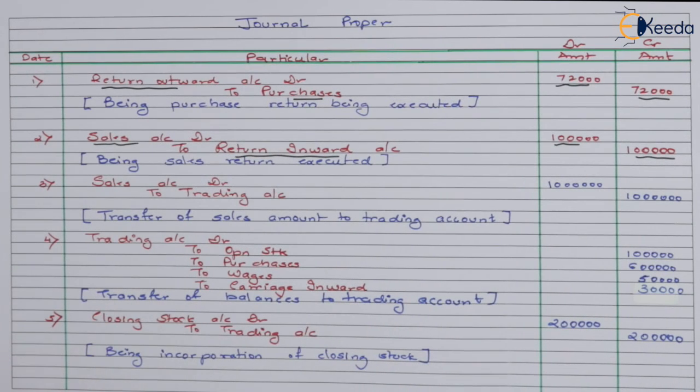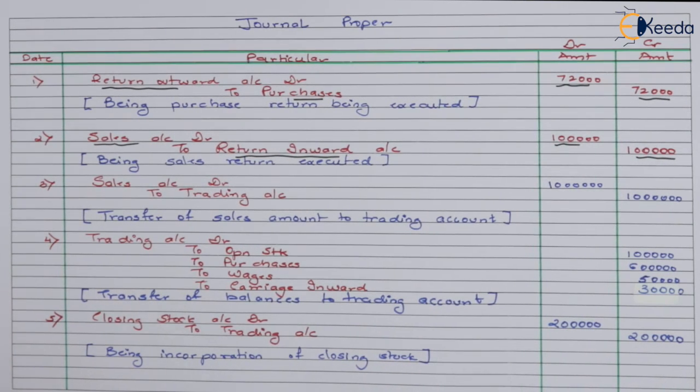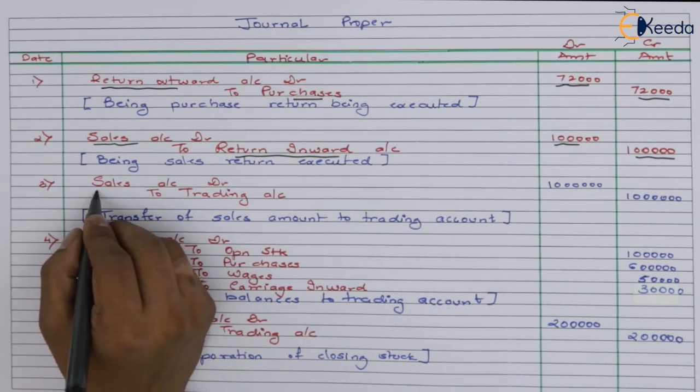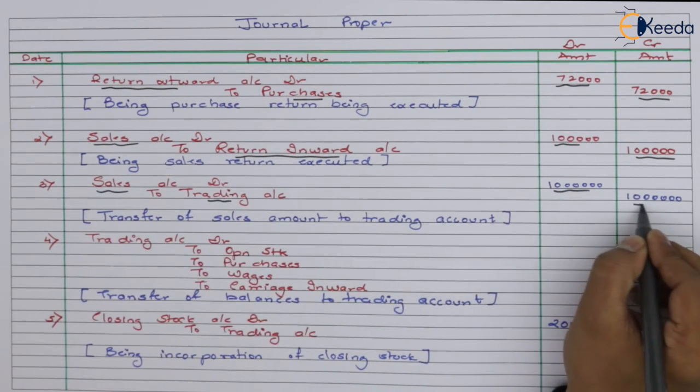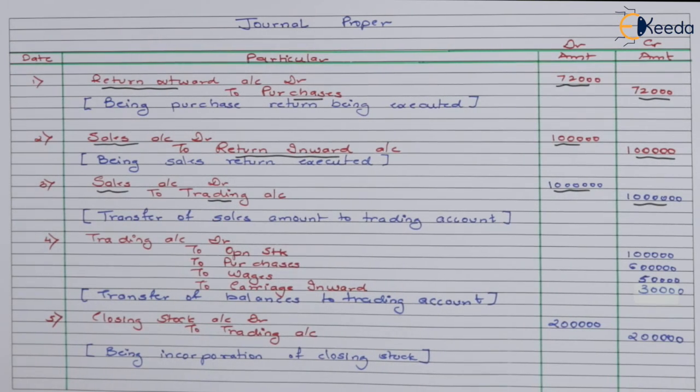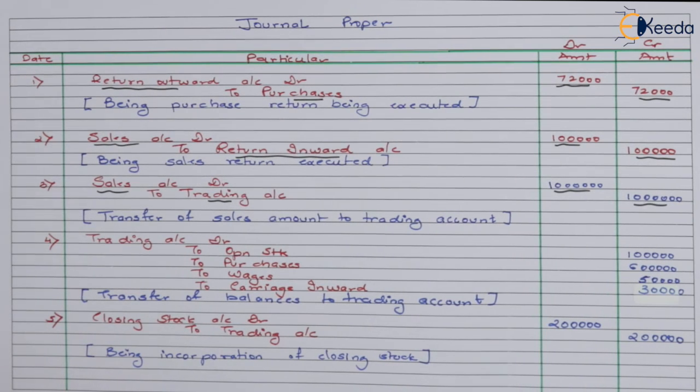Now, apart from that, we have mentioned the next part of the entry, that is sales account has been debited and trading account has been credited. That means this much of sales has happened, or the balance of sales after sales return has been moved to the trading account credit side, which has been done here. So the amount has been mentioned as 10 lakh rupees because 11 lakh was the total sales, out of which 1 lakh sales return has been subtracted. The balance left has been moved to the trading account credit side.